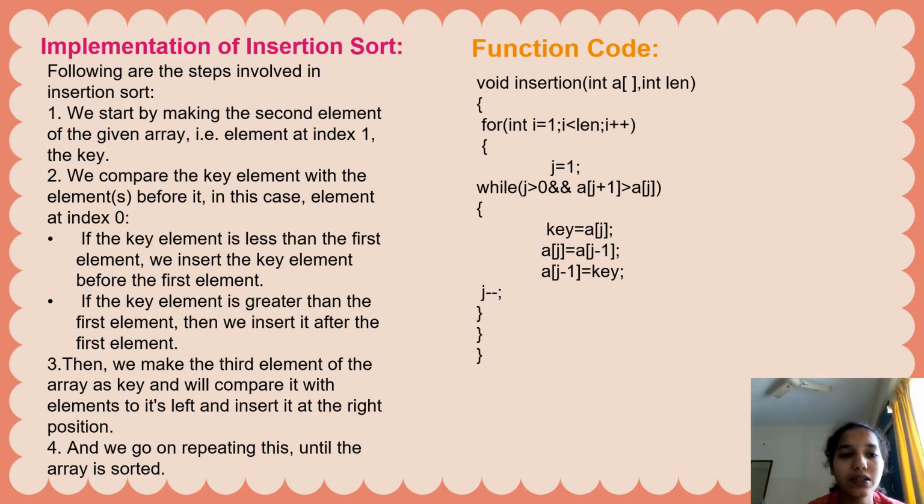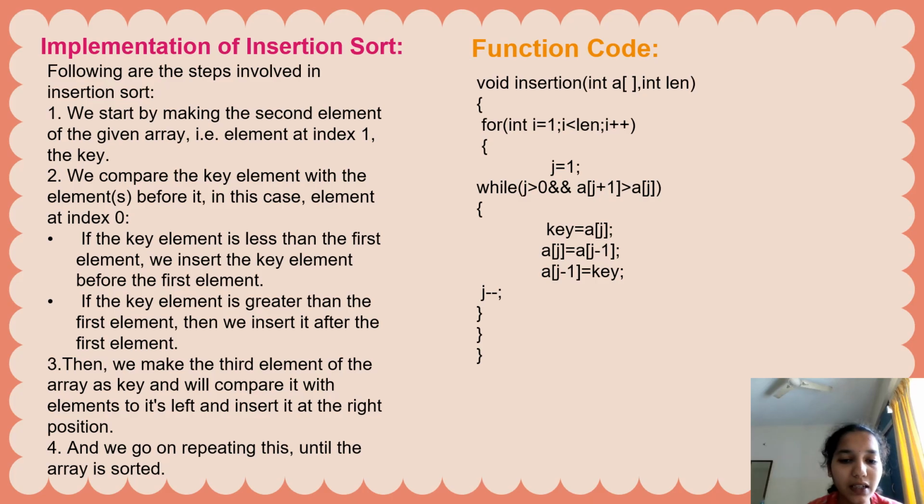Implementation of insertion sort. Following are the steps involved in insertion sort. First, we start by making the second element of the given array, that is the element at index 1, the key. Second, we compare the key element with the elements before it, in this case, the element at index 0. If the key element is less than the first element, we insert the key element before the first element. If the key element is greater than the first element, then we insert it after the first element.